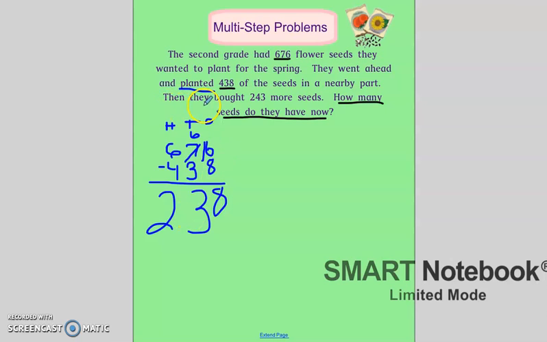It says, then they bought 243 more seeds. What is that action word, my friends, they have? Did you guys say more? You are right. So, what are we going to do with 243? We're going to add. Awesome job, my friends. And we're going to add what? Our difference. 243 plus 238.